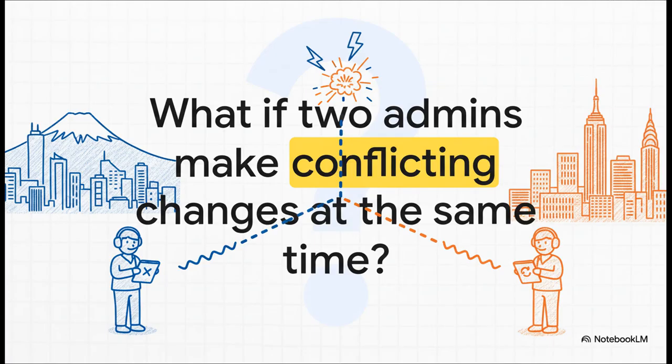But it does leave us with one last, really fascinating question. With this multi-master model, what happens if an admin in Tokyo deletes a user account at the exact same millisecond that an admin in New York tries to reset its password? How does the system resolve that kind of conflict? Well, that's a story for another explainer.